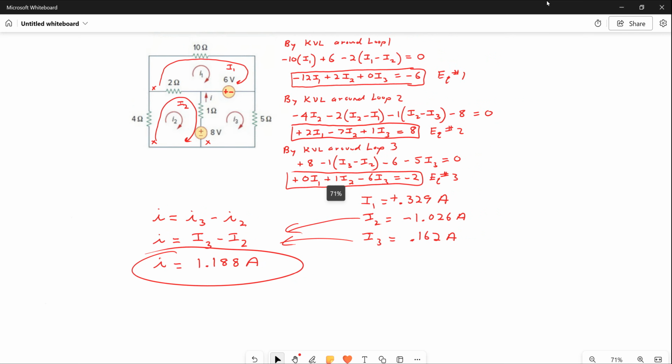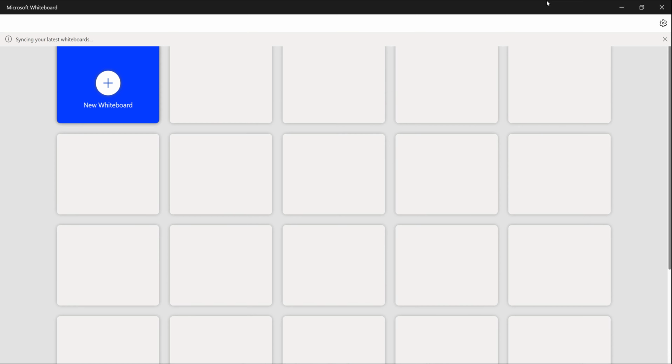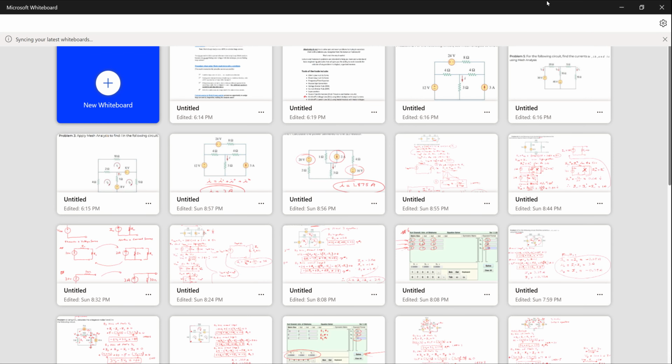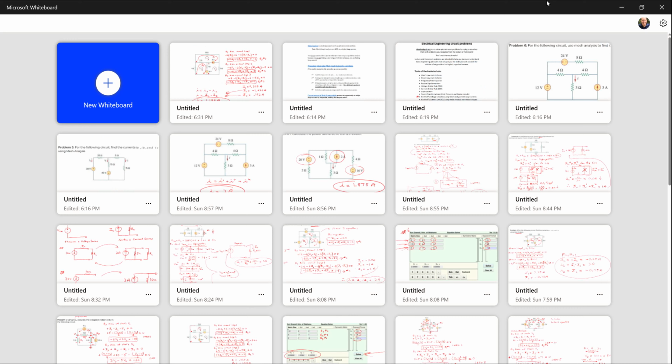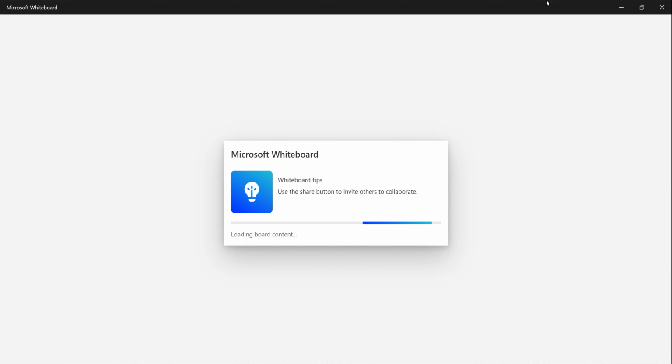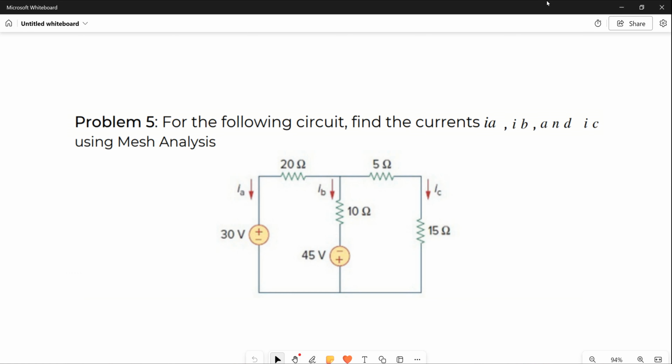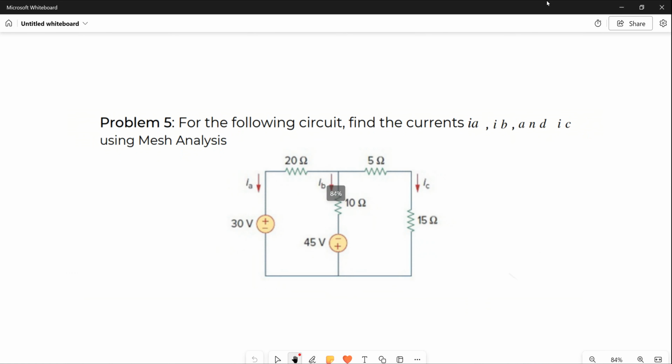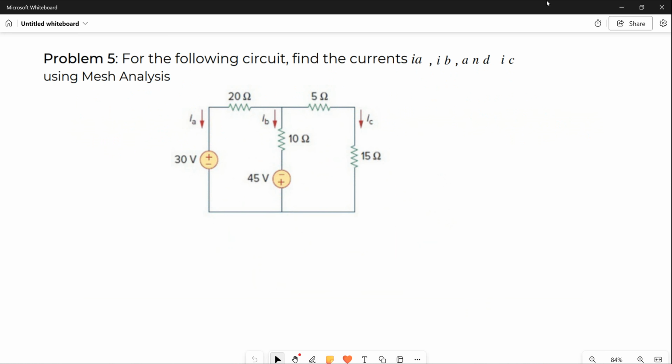Let's do some mesh analysis. Let's do another one. I picked out this problem here, a little simpler, 2 by 2. For the following circuit, find the currents IA, IB, and IC. So for now, let's forget about that. Let's do the loop currents. There's I1. And here's loop current I2.